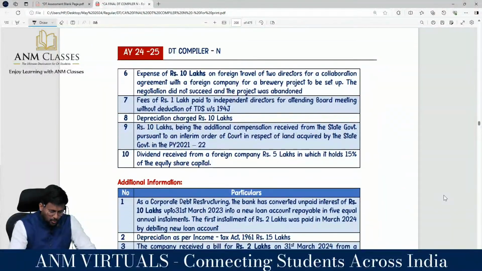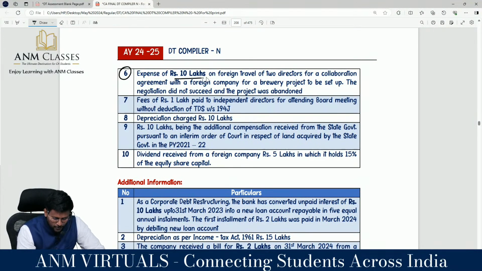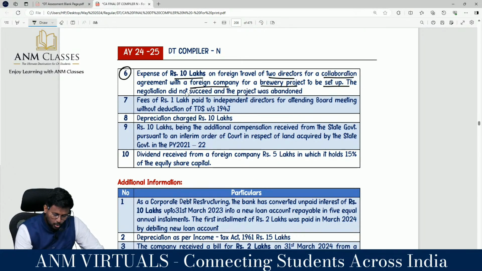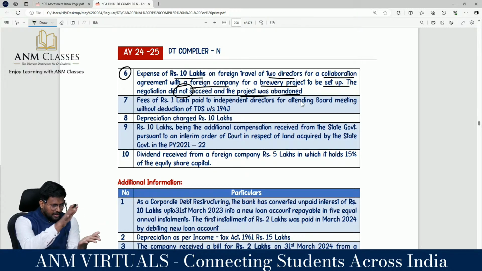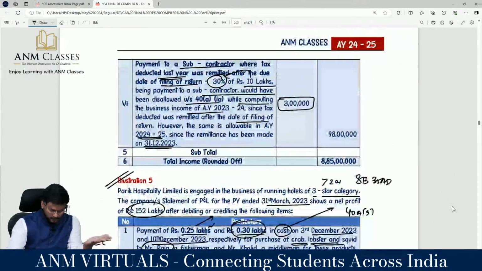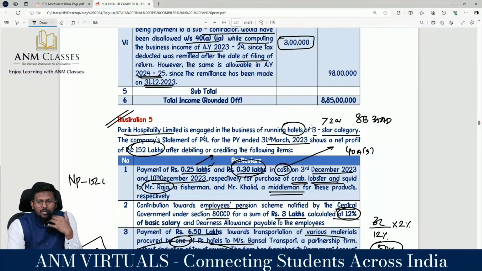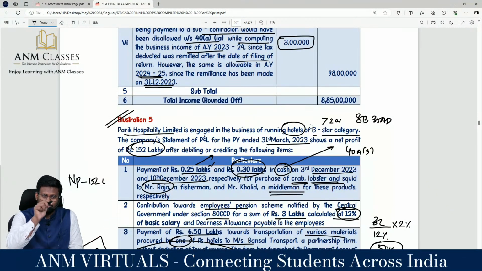I am able to recall how I solved this question when I was in the examination hall. Expense of rupees 10 lakh on foreign travel of 2 directors for a collaboration agreement with a foreign company for a brewery project to be set up. The negotiation did not succeed and the project was abandoned. Just think, what is the assessee doing? The assessee is Parikh Hospitality Limited, in the business of hotels. Now they went abroad to start a new business, but it is not a hotel, it's a brewery project.